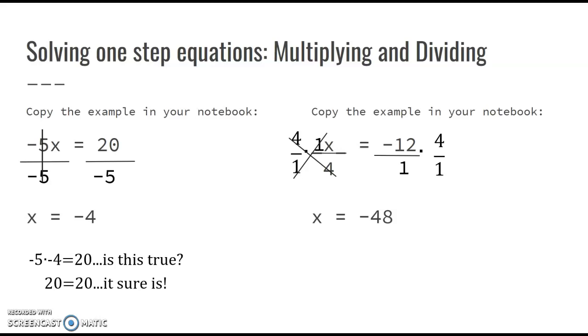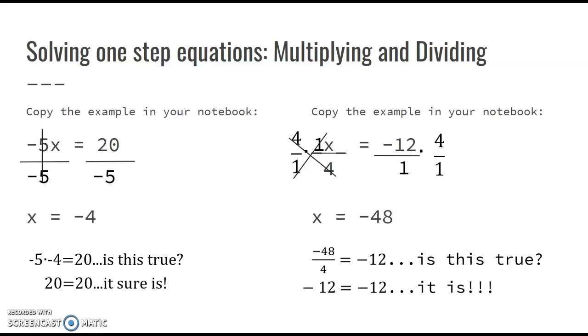Now, last step, guys, super important, is to take negative 48 and plug it back into your equation. So I've got negative 48 over 4. This is my fraction. So 48 divided by 4 gives me 12. I have a negative divided by a positive. That's negative. So is this true? Yes, it is, because negative 12 is equal to negative 12.